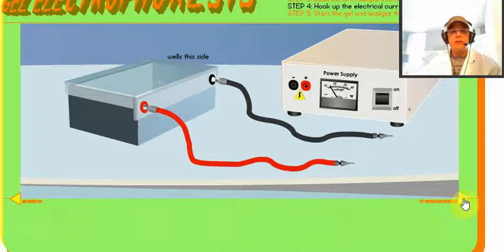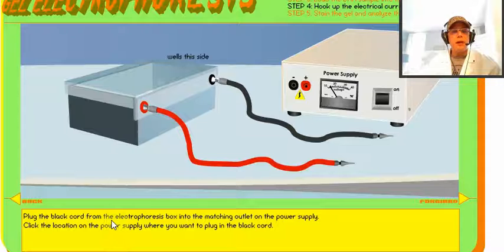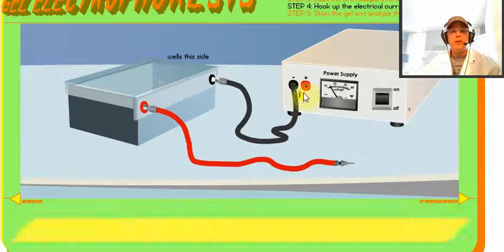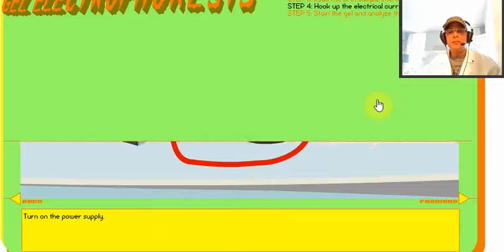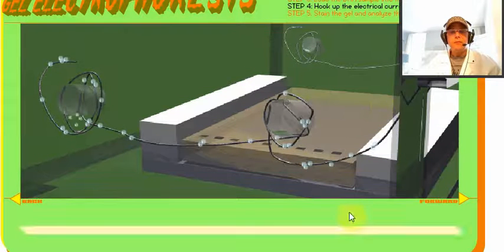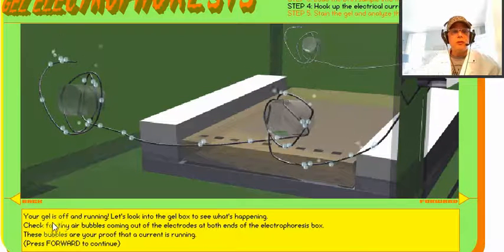Okay, so we got to plug this thing in. Plug the black cord from the electrophoresis box into the matching outlet on the power supply. Click the location. Okay, so we have to do this one, do that one. All right, and let's turn it on. Okay, your gel is off and running. Let's look into the gel box to see what's happening.